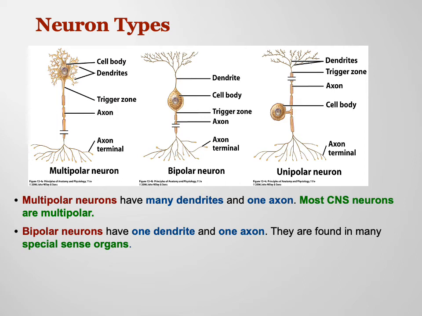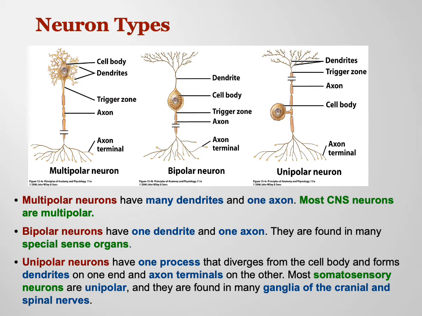Bipolar neurons are not common at all in the nervous system. They, by the way, have one dendrite, one axon. 1 and 1 is 2, bipolar. They're found in many special sense organs. So we'll see them in the eye, we'll see them in the ear. That's where we have bipolar neurons. So again, these are not common, but they're important for your special senses.